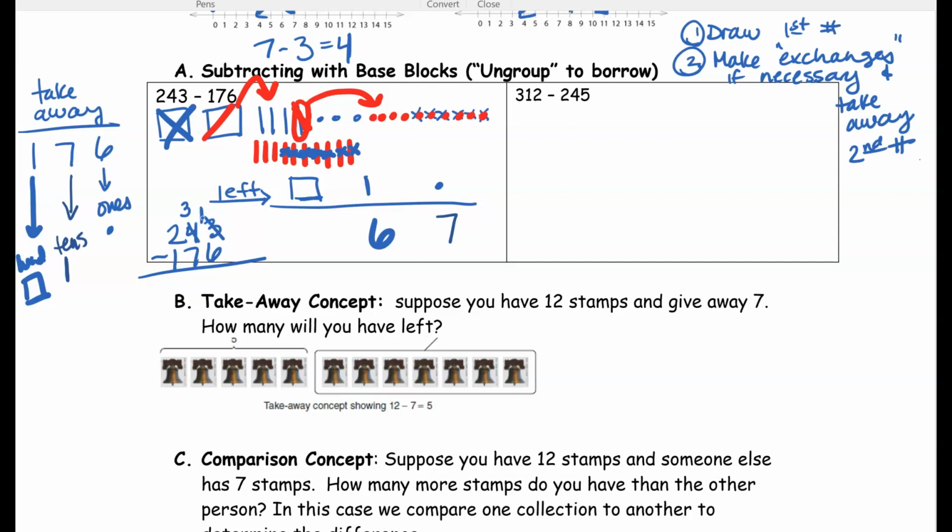Well, why do we put a 1? We put a 1 because we're adding 10. We just exchanged a 10 for 10 ones, and that's why we end up putting the 1 there. So that's what's awesome about the pictures. We kind of see that.